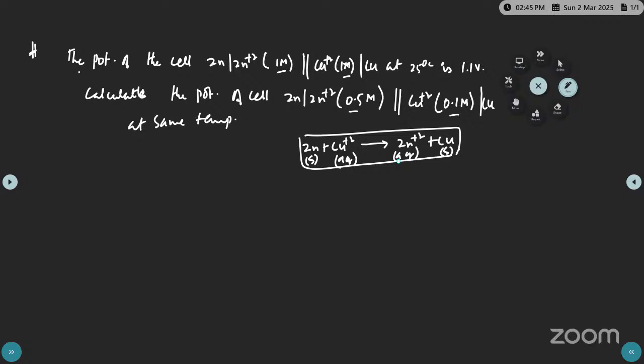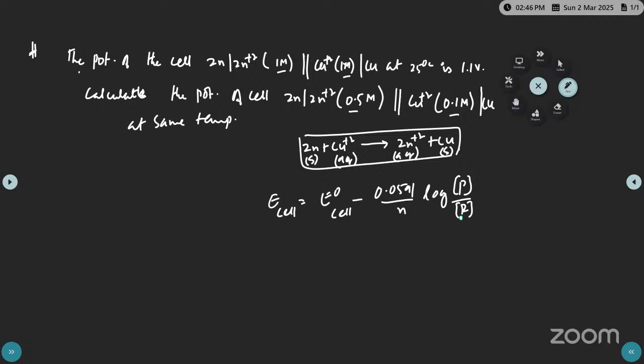And apply the next equation. So what is the next equation? E cell is equal to, cell అడిగాడు కాబట్టి cell అంటున్నాం. ఎలక్ట్రోడ్ అంటే ఎలక్ట్రోడ్ అనాలి. ఇక్కడ సెల్ అన్నాడు కాబట్టి సెల్. E cell is equal to E naught cell minus 0.0591 by n into log of products concentration by reactants concentration.